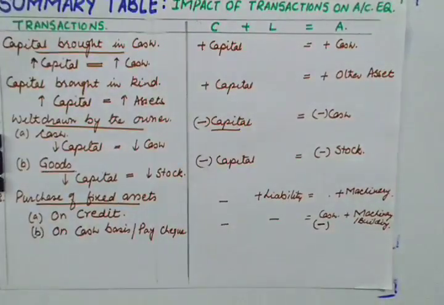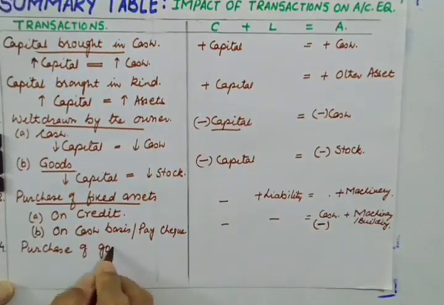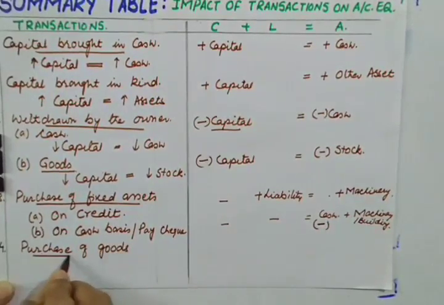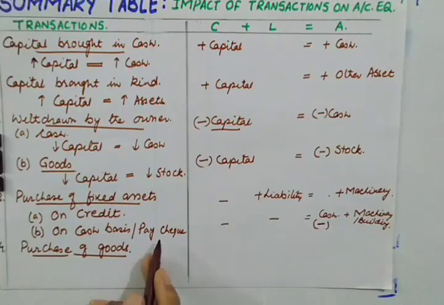So now let us move to the next transaction. The next transaction is the fourth transaction. Let us assume that the owner purchased goods. What is the meaning of goods? You all know. Purchase of goods means these are the articles in which the firm deals. So these are purchased for resale purpose. The main business of the firm is to buy the goods, process them, convert them into finished goods, and then sell. Then again buy, process them into finished goods, and then sell. So in this case the firm is buying goods.